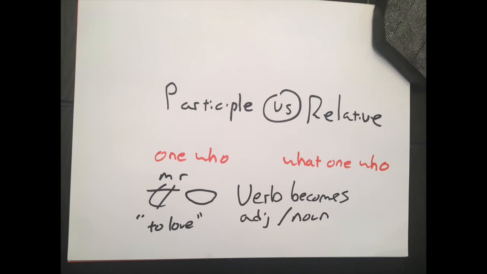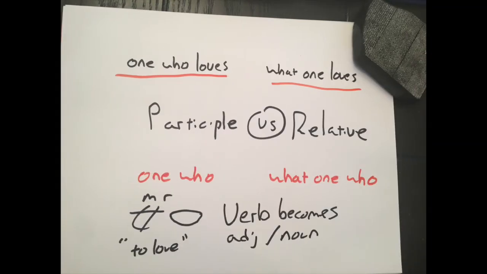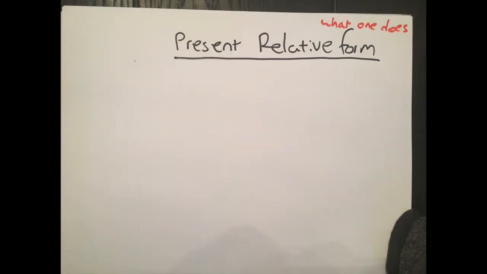So again, the verb becomes an adjective or a noun, or at least functions as an adjective or a noun if you're in the participle or the relative tense. We do have this in English, but it's not used that much. It's used a lot in hieroglyphics. So participle, one who loves. Relative form, what one loves, an adjective, versus one who loves, a noun. So it's a verb acting as a noun or an adjective. Best way to think about it. It's a little confusing, but if you just sort of look at it like that, you're good to go.